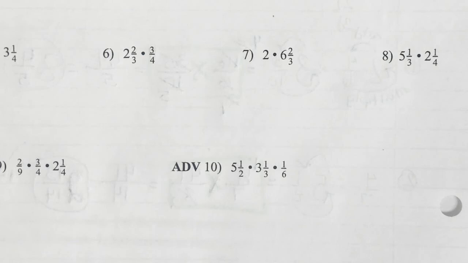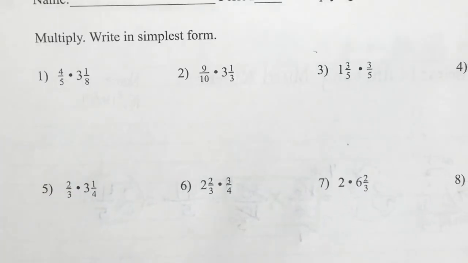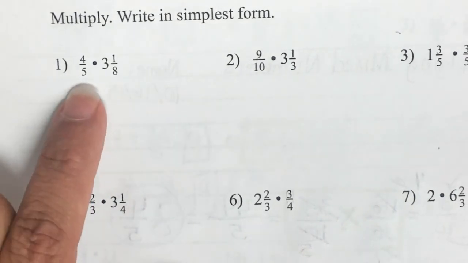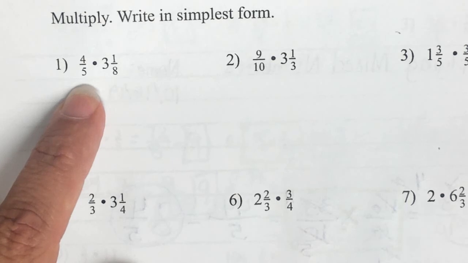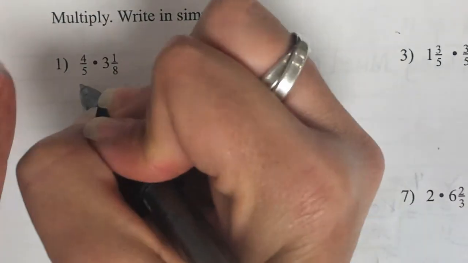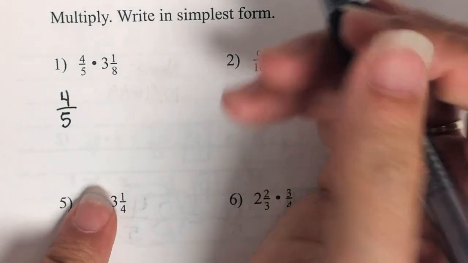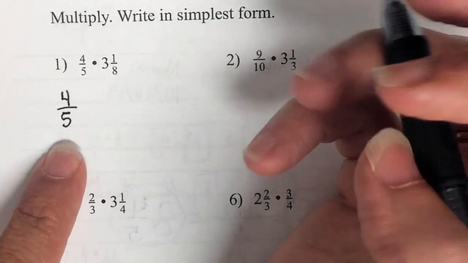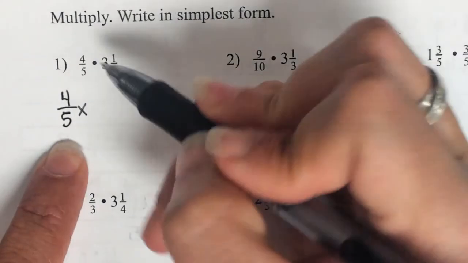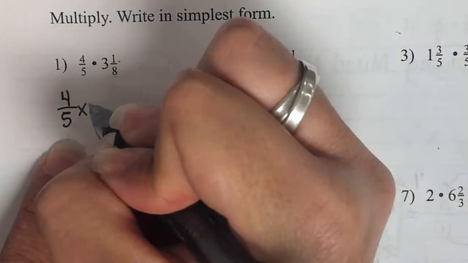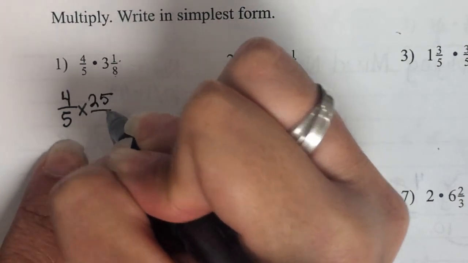Listen, I want to talk about number 1 real quick. Here we go. On number 1, we get to start out by just keeping the 4/5 like that. I'm going to rewrite it right here, just so there's room. I'm going to keep the times sign, just the times sign. And I do have to change this. 8 times 3 is 24, plus 1 is 25 over 8.